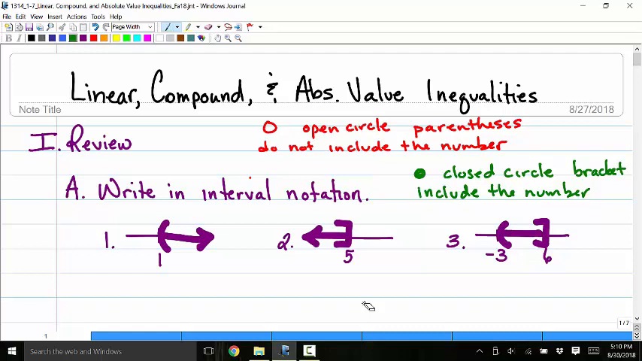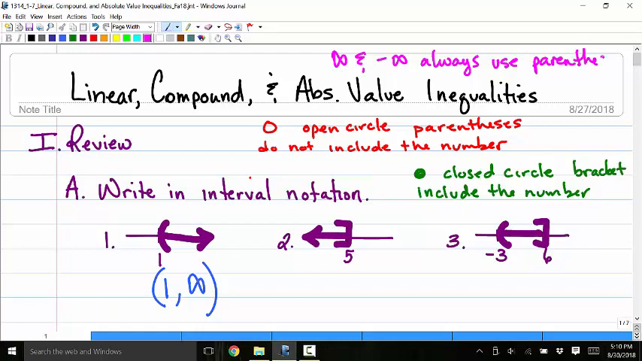To read the graph from left to right, where are you going to start picking your numbers? You're going to start picking it here at 1, and it's a parenthesis, and you're going to stop picking way out here at infinity. Another note, infinity and negative infinity always use parentheses. Okay? So anytime you write infinity or negative infinity, it's always going to have a parenthesis attached to it.